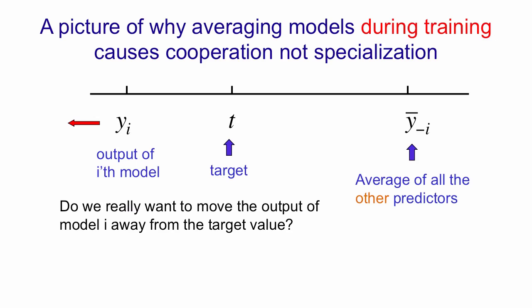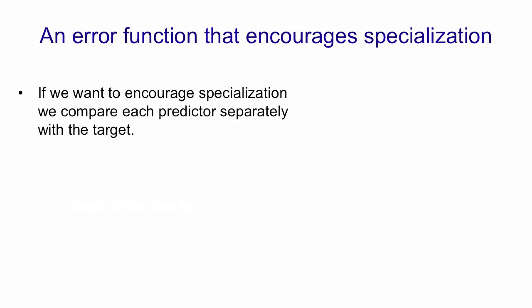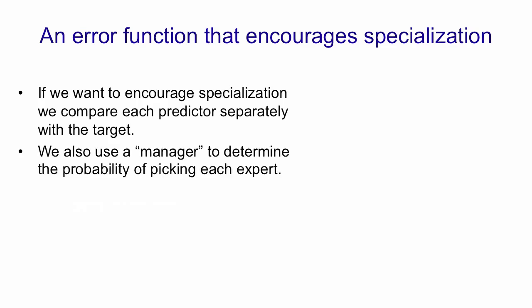But do we really want to move model I in the wrong direction? Intuitively, it seems better to move model I towards the target. So here's an error function that encourages specialization, and it's not very different. To encourage specialization, we compare the output of each model with the target separately. We also need to use a manager to determine the weight we put on each of these models, which we can think of as the probability of picking each model if we had to pick one.